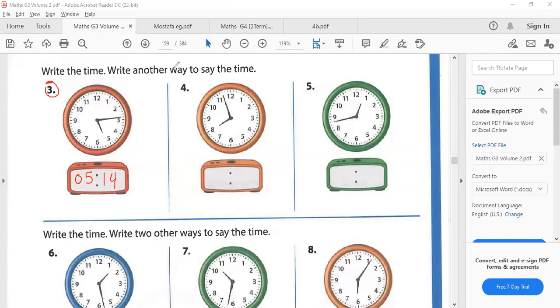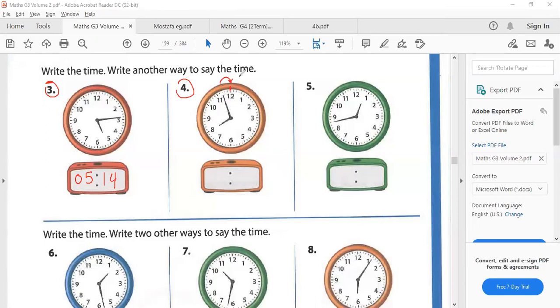Could you tell me what about the clock here, number 4? What time is it? This is 8. No, not 8. This is 7. Here we didn't reach 8 yet. Why? Because it is before 12. We didn't reach the starting point.